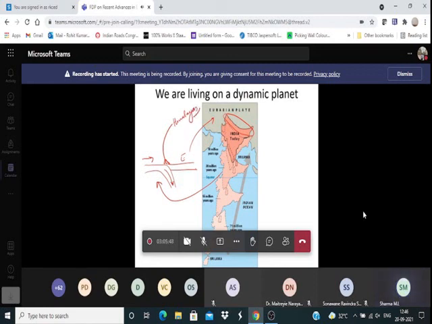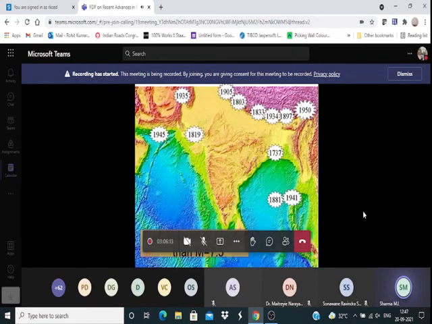So the Himalayas are formed because of this, and because it is colliding here, very intuitively I can tell that the earthquakes must have been occurring here. Now if I look at the past earthquakes, the largest past earthquakes, I can see that they have all happened here itself.